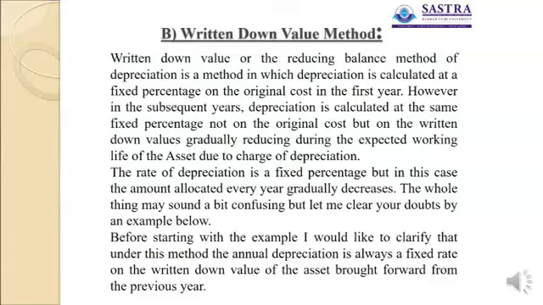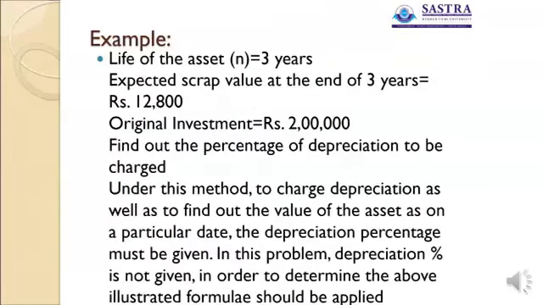Before starting with the example, I would like to clarify that under this method, the annual depreciation is always a fixed rate on the written down value of the asset brought forward from the previous year. See here, the life of the asset, n, number of years, 3, expected scrap value at the end of 3 years, 12,800, and original investment, 2 lakhs. Find out the percentage of depreciation to be charged. How would you find out, or how will you calculate the rate of depreciation under this method?